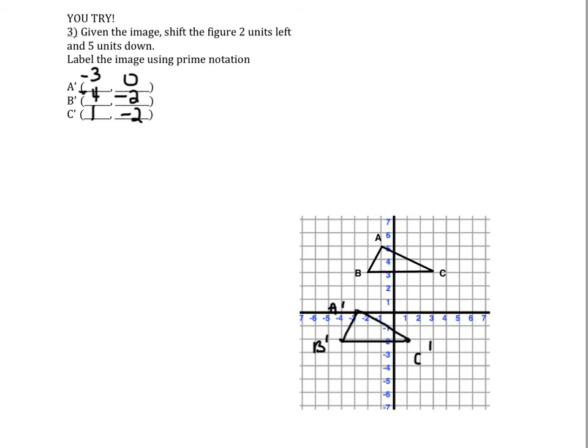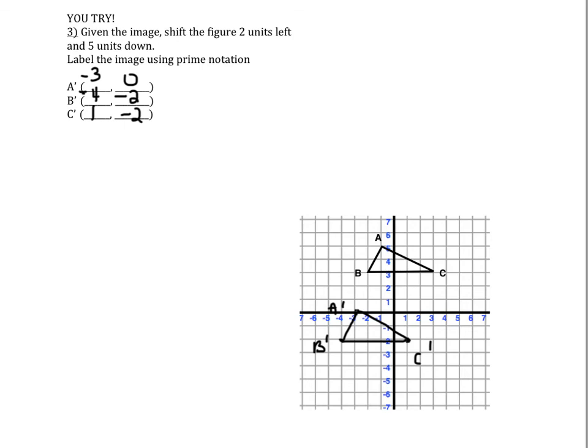Okay, let's see how you did. If you take a look at my picture, my image is labeled A prime, B prime, C prime. I did the best I could with the stylus. It's kind of hard to make those lines straight and neat, but you can see I've listed the coordinates right below the problem. So A prime should be at -3, 0. B prime should be at -4, -2. And C prime should be at 1, -2.